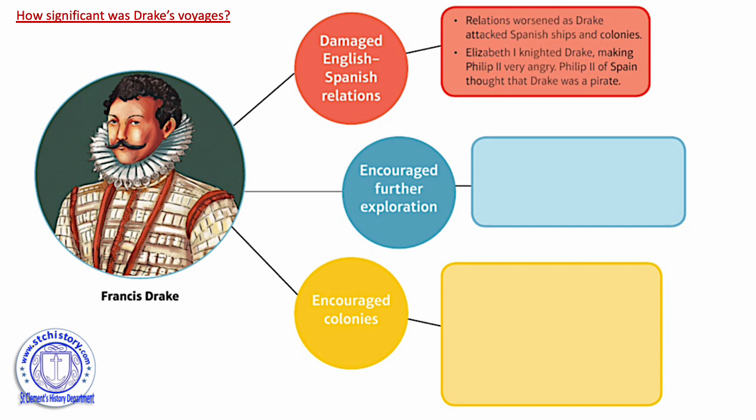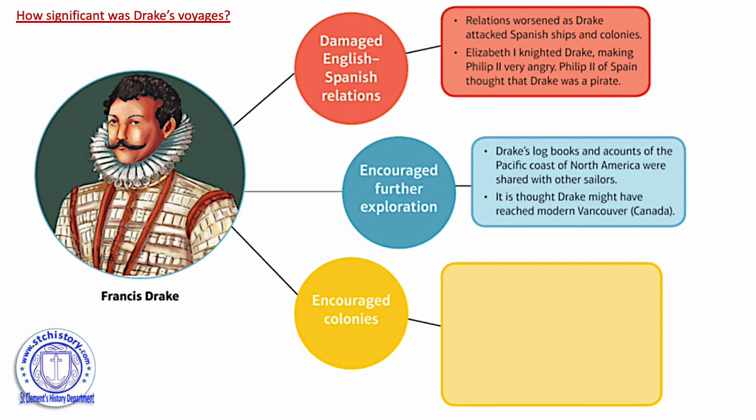So relations worsened as Drake attacked Spanish ships. We know that. We know also that Elizabeth knighted Drake for this, £400,000. We know that, but just as a little summary exercise, make sure you've nailed that bit. And secondly, the exploration is encouraged. The logbooks give loads of information for future explorers, future journeys, future expeditions.